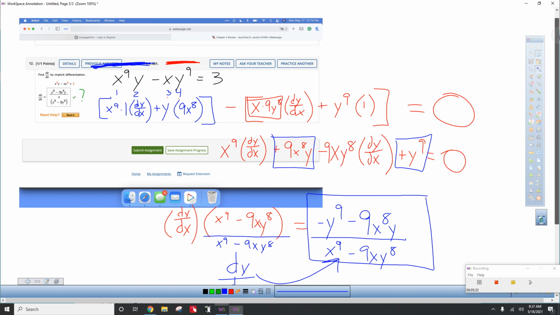Where did we get x to... oh, that should be x to the 9th? They got x to the 8th on the bottom. Oh, I see what they're doing. This is supposed to be x times, so they factored an x out of this term right here, and that's what that notation is, but I'm not going to do that.